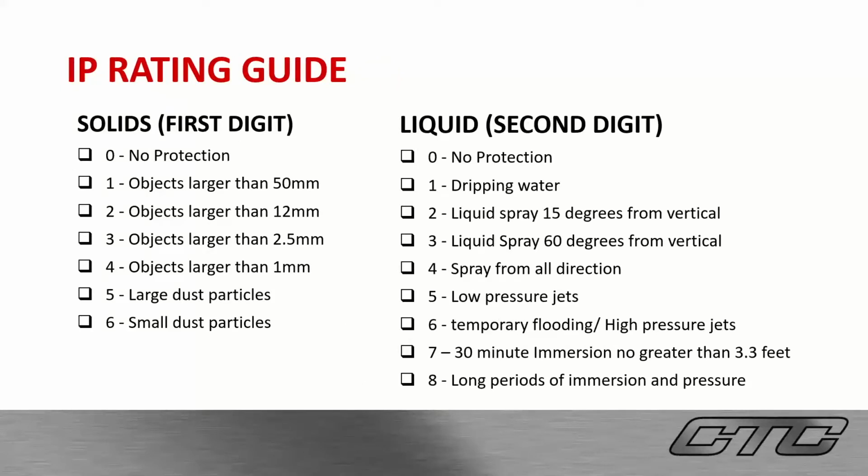Here's the IP rating guide. On the left, it's the first digit, which covers the solids. Here's all the different levels of ratings that you can accomplish for the solids. And on the right is the second digit, and this is all the different levels of ratings you can cover for the liquid aspect.